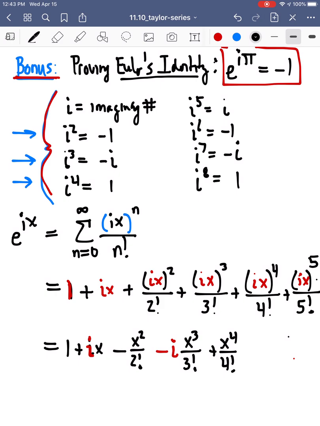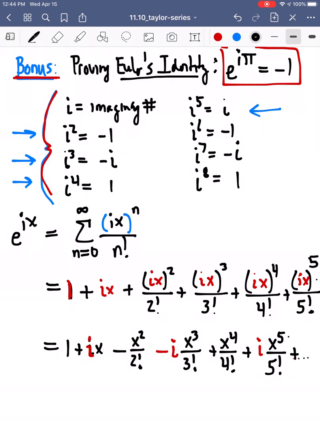All right, the term after that, we have i to the fifth times x to the fifth over 5 factorial. i to the fifth, well, that's just equal to i. So that's plus i times x to the fifth all over 5 factorial. And now if you're really good, you'll kind of see the pattern.